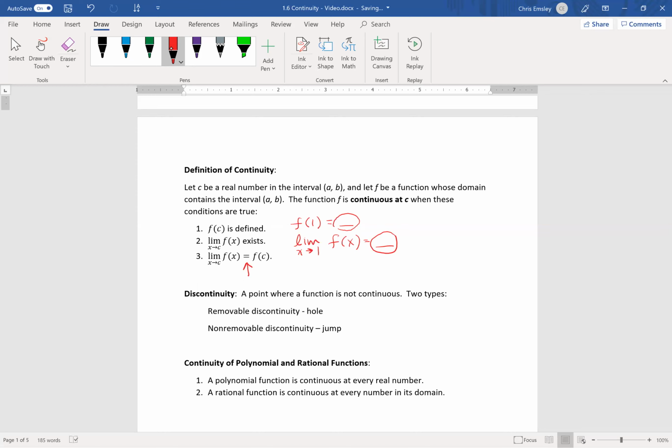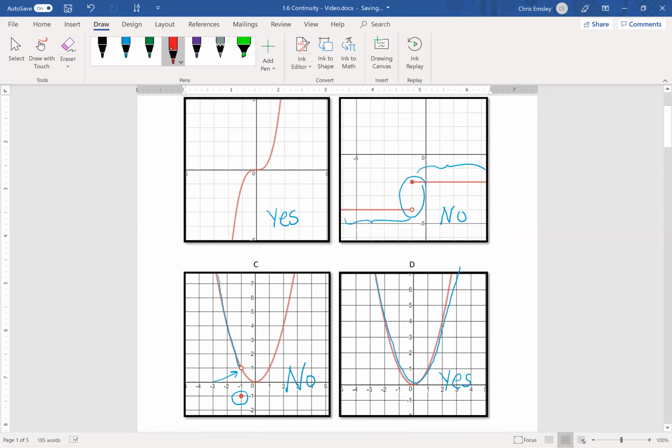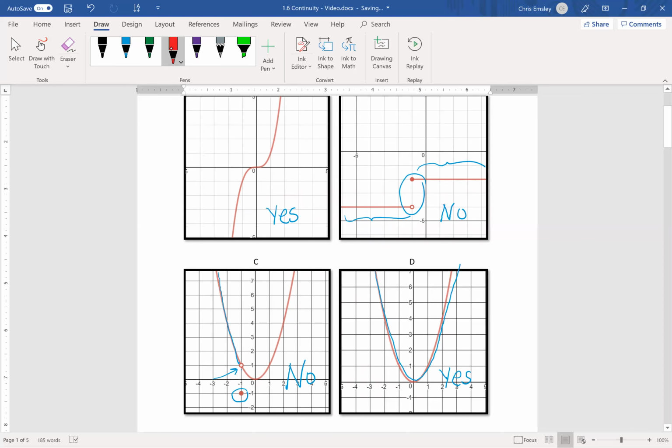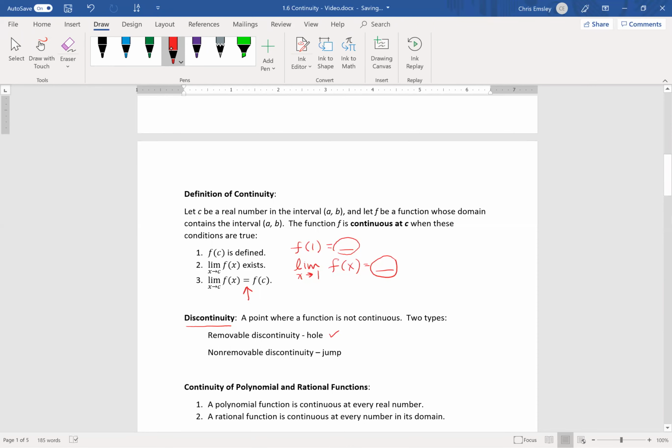If all 3 conditions are not met, then what we have is a discontinuity. We have a point where our function is not continuous, and we can have 2 different types of discontinuities. We could have a removable discontinuity, which looks like a hole in your function. So that would have been like letter C here in our first few examples that we looked at. That is a removable discontinuity. Or it would be called a non-removable discontinuity, and that looks like a jump.